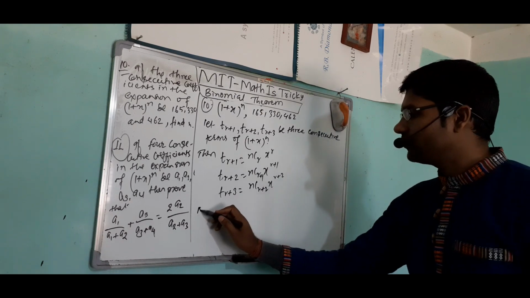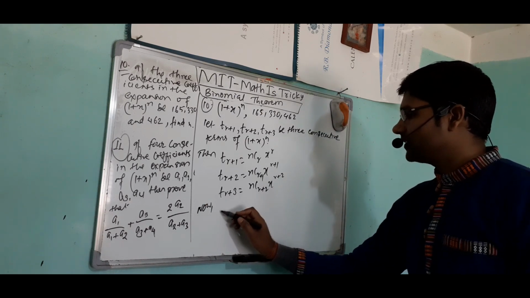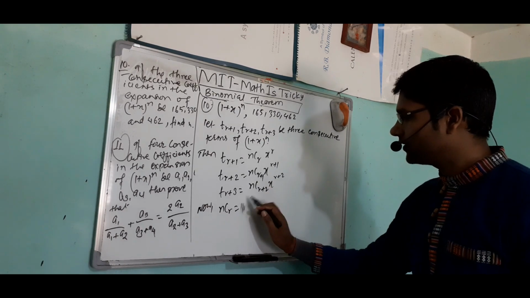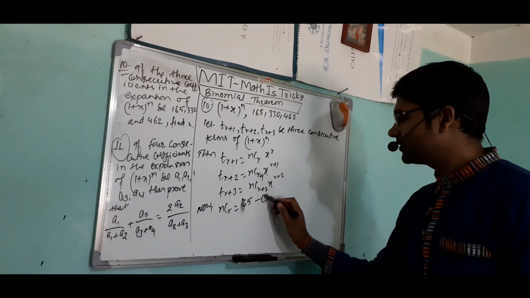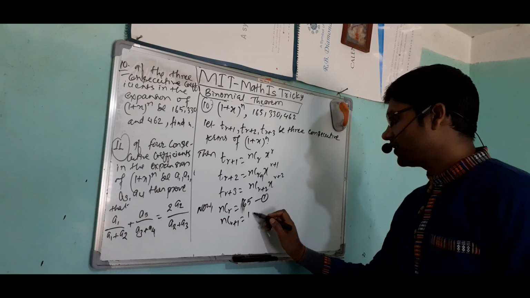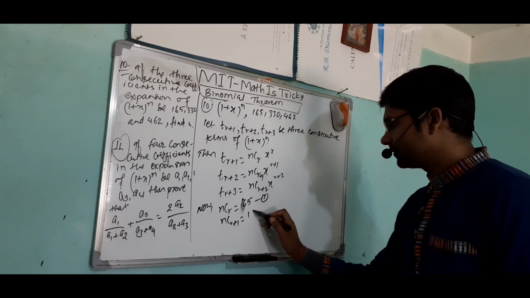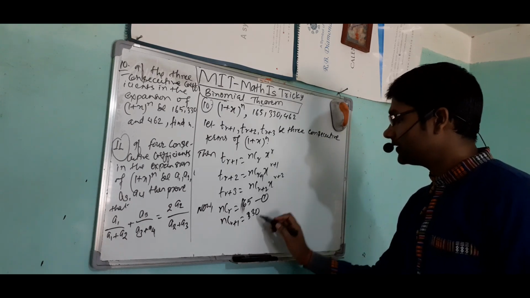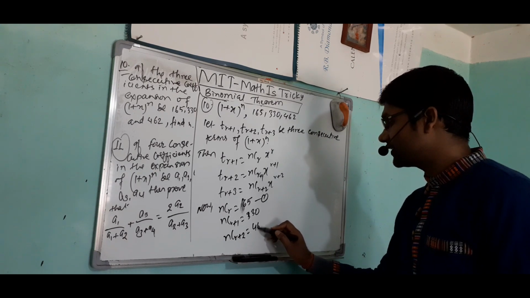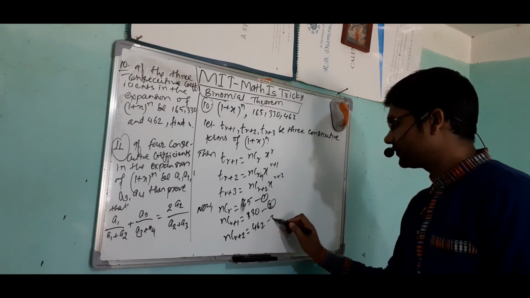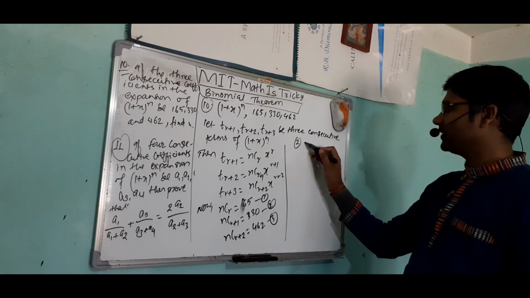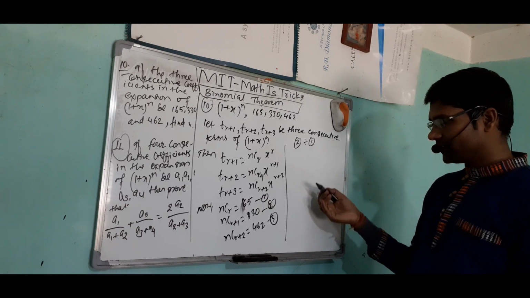Now, by the given question, nCr equals 165, which is equation 1. nC(r+1) equals 330, equation 2. nC(r+2) equals 462, equation 3. Now let's divide equation 2 by equation 1.